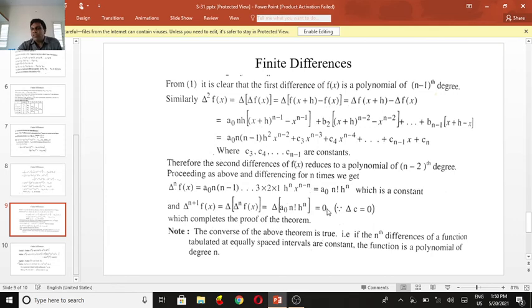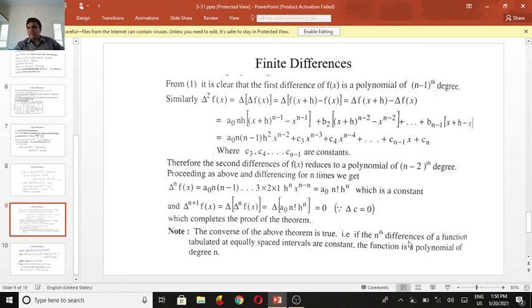Again, the differences should be 0, because the derivative of a constant is 0, which completes the proof of the theorem. Now we observe here that the above theorem is true. So if the constant, again, the differences total 0. Now note, the converse of the above theorem is also true.